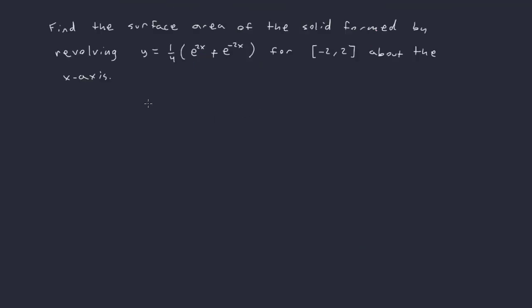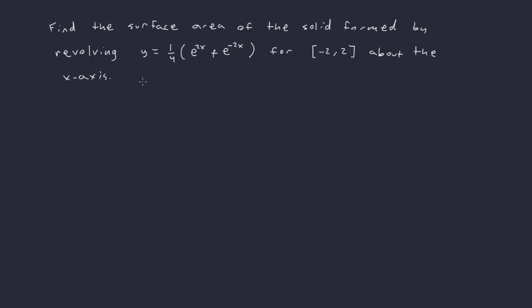Okay, so for this next example, this kind of gives a glimpse of what a lot of these look like. There's some weirdness that happens here. All right, so we want to find the surface area of the solid formed by revolving this monstrosity, y equals 1/4 times e to the 2x plus e to the negative 2x, over the interval -2 to 2 about the x-axis. So I'm not going to really bother with what this guy looks like. I'm just going to go ahead and start with the process.